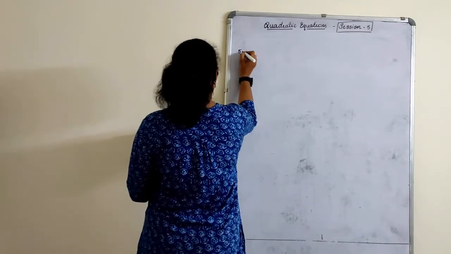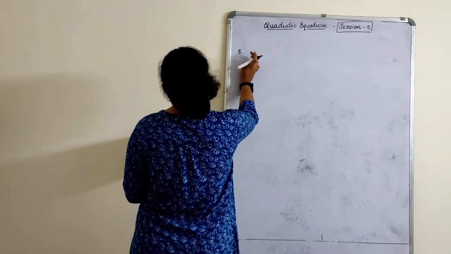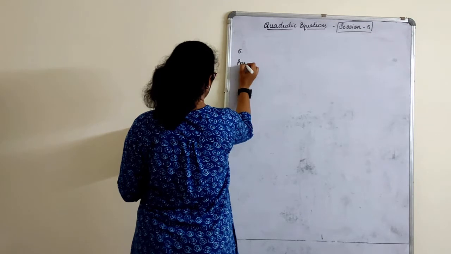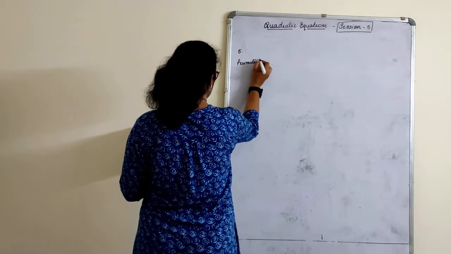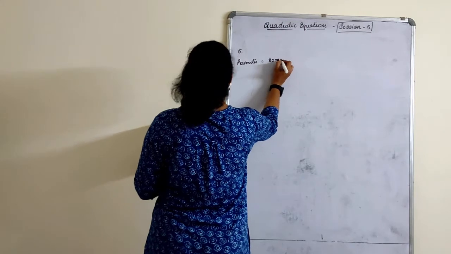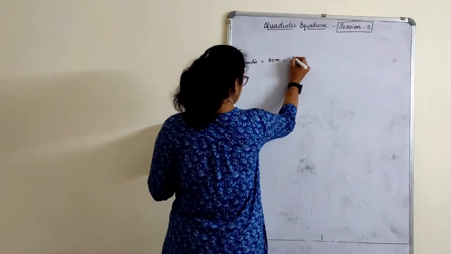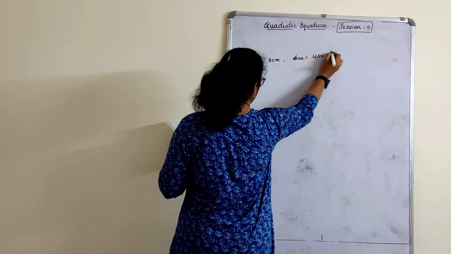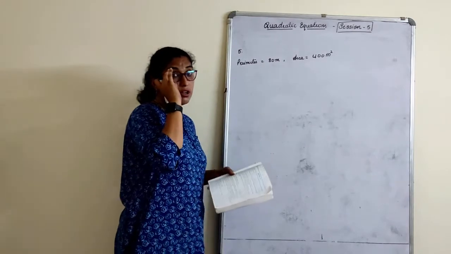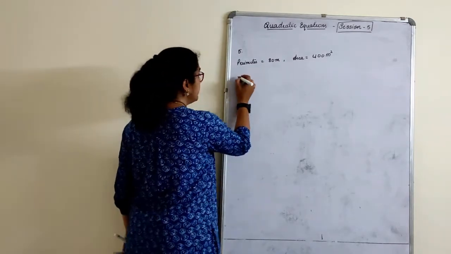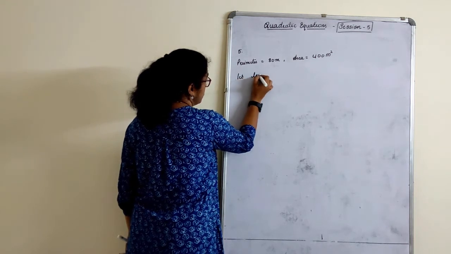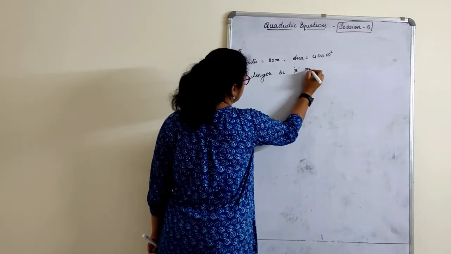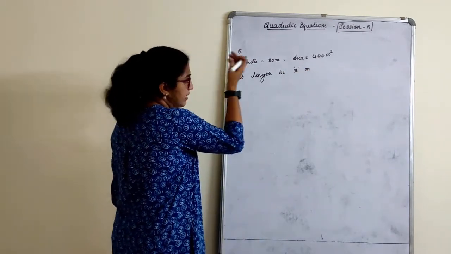Fifth one. Is it possible to design a rectangular park of perimeter 80 meter? Perimeter is equal to 80 meter. And they have only given us area is equal to 400 meters square. They have not told us anything about length or breadth also. So we just consider length be x meter.